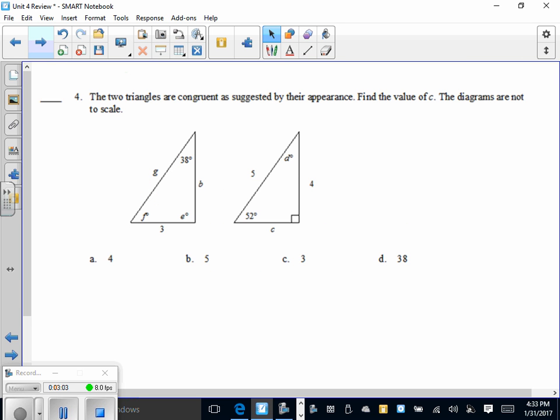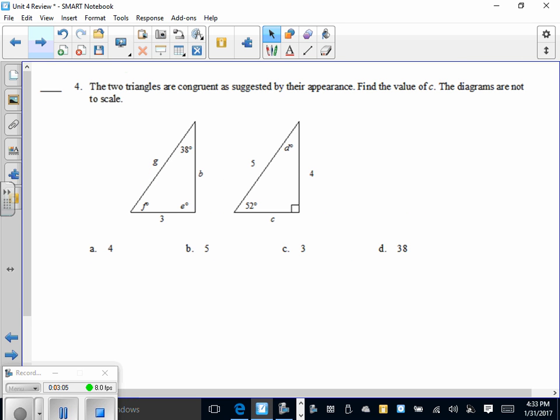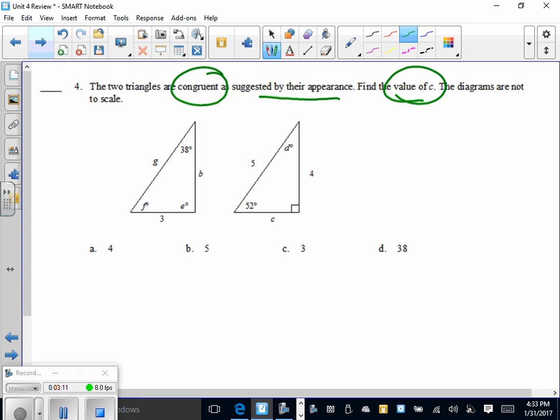Okay, question number 4. The two triangles are, keyword is congruent, as suggested by their appearance. Find the value of C. Well, here's C. So for this triangle, they're facing the same direction. So that means it would match up with 3. The correct answer is C. We just match up corresponding parts.